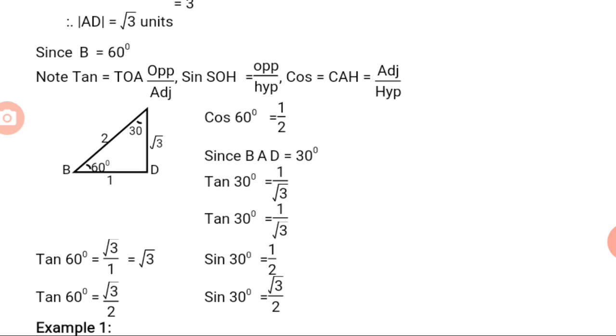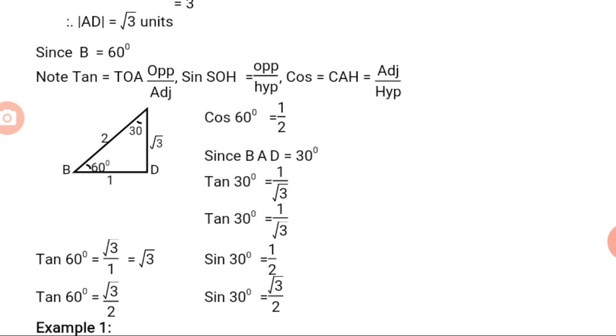Therefore, cos 30 degrees is the side that is adjacent to 30 degrees, AD. That is root 3, all over hypotenuse. The hypotenuse is 2. Therefore, cos 30 degrees is root 3 all over 2.